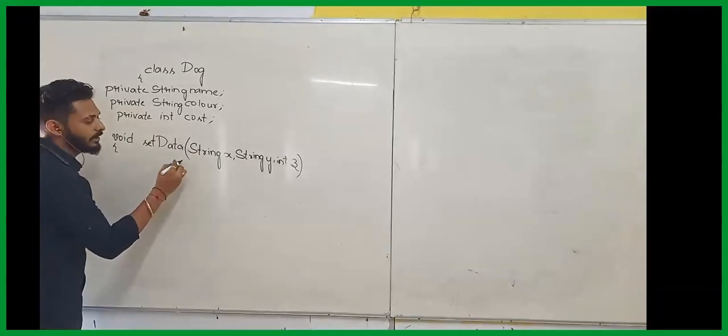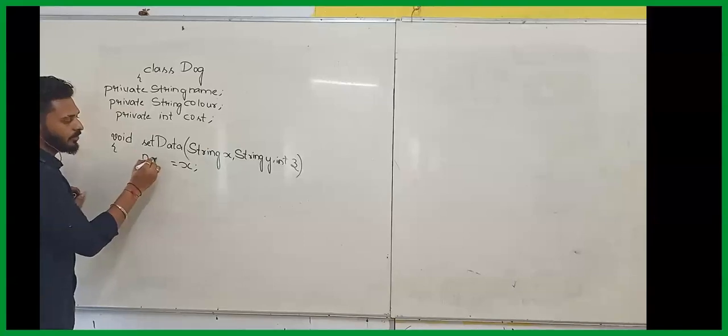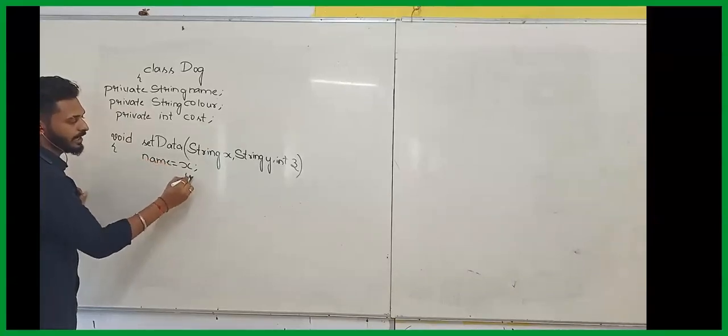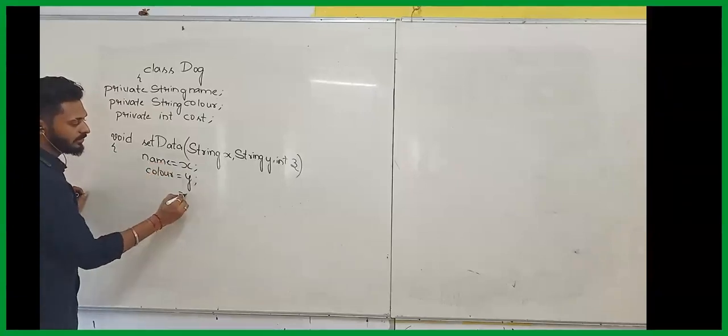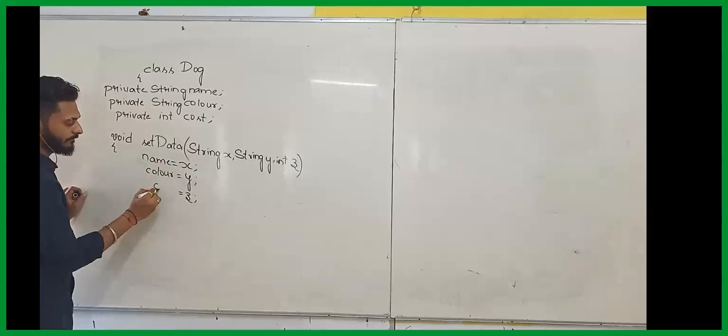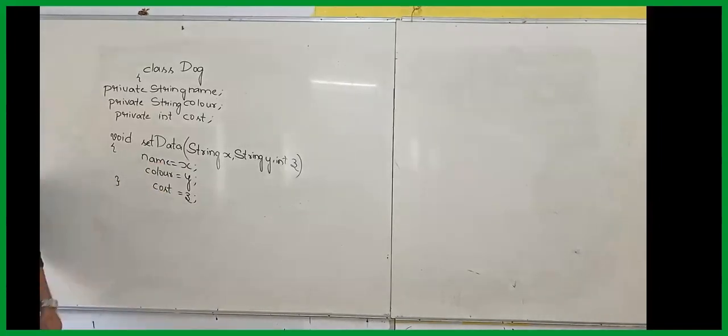What should I give to whom? Whatever is there in X, I should give it to name. Whatever is there in Y, I should give it to color. Whatever is there in Z, I should give it to cost. Clear? Next what? First priest, I've given it to God. Next, what is the duty? The duty of the second priest, sir, is getting the food back.